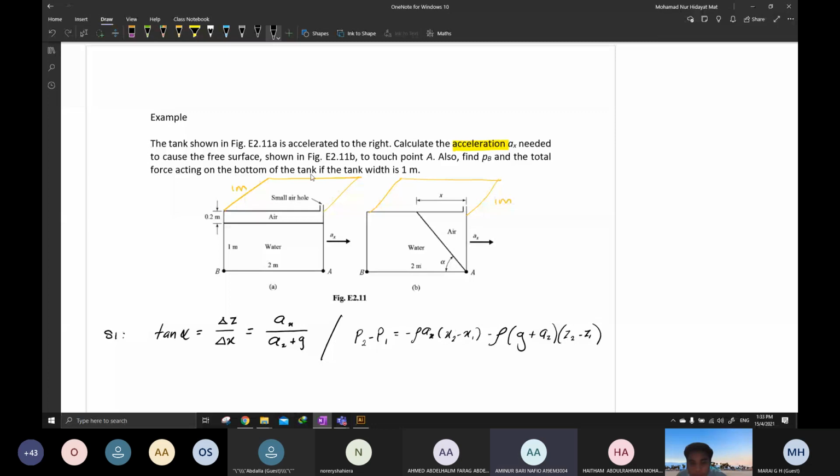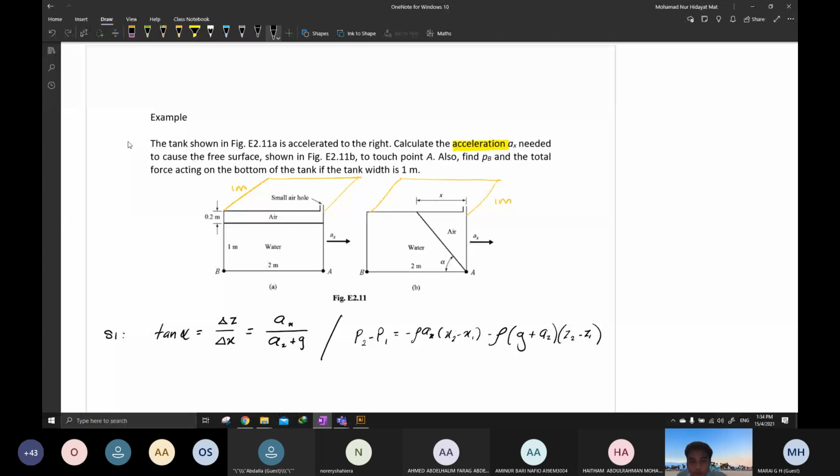Calculate the acceleration. Can you read first and understand on your own? I'm trying, I'll try it again now. What do you understand? It's asking to calculate the acceleration to cause the free surface, but I can't understand touching point A. Isn't the water already touching point A?